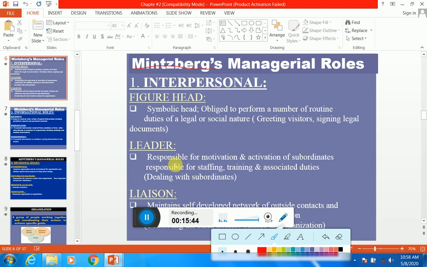Leaders are the people or managers responsible for motivation and activation of subordinates, responsible for staffing, training and associated duties like dealing with subordinates. In other words, simply stated, leaders are the people who direct and motivate subordinates, and select and train their employees.